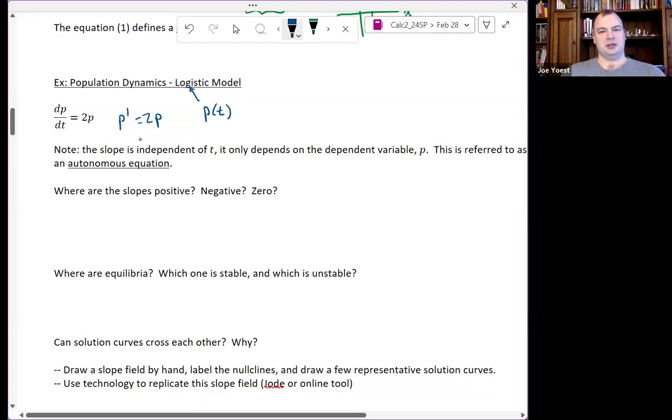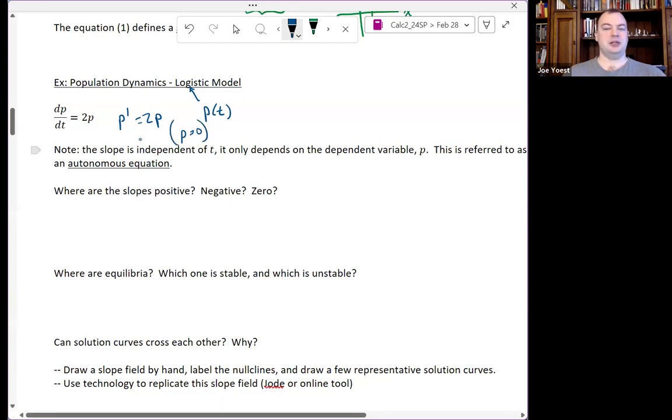What this is saying is that the rate of change of my population, something like the number of new individuals added to my population per time period, is twice what my population is. If my population is 0 at a certain time, then p prime is 0 at that time. We don't add any new population members. So we have an equilibrium solution, p equals 0.